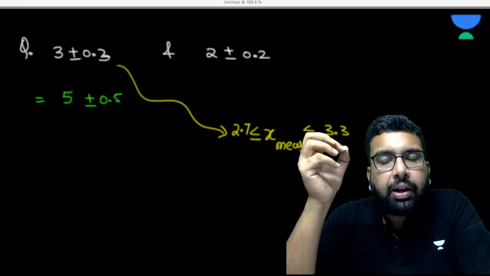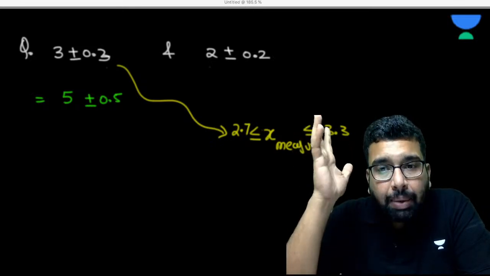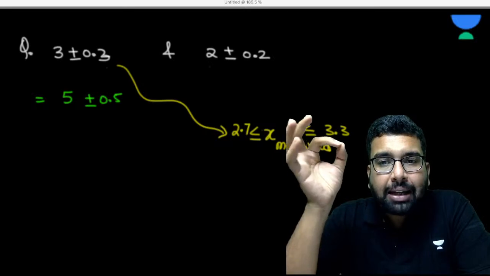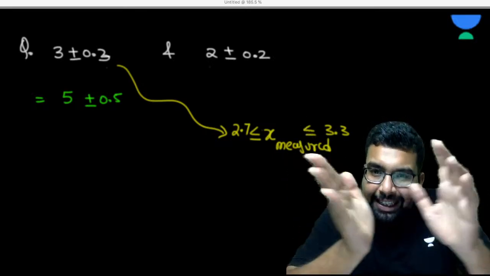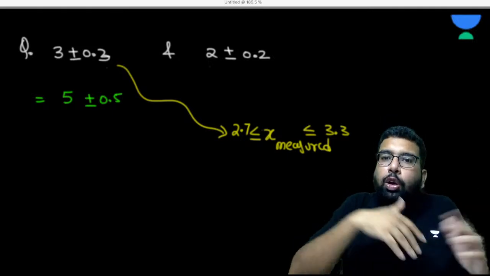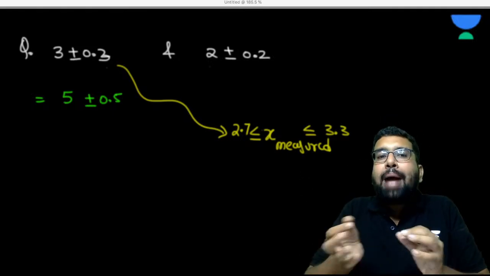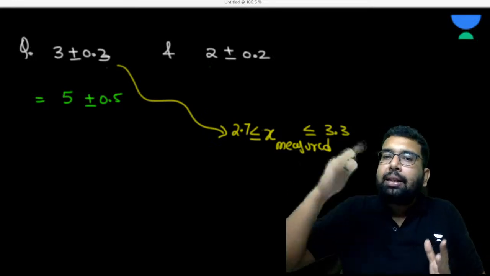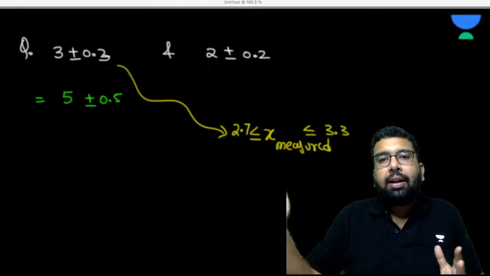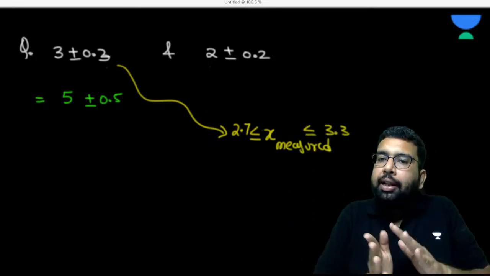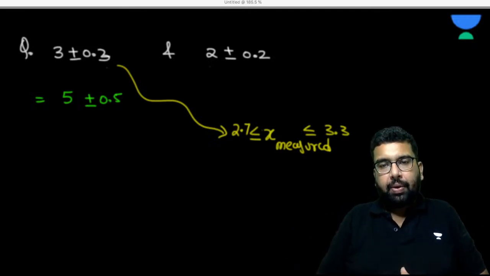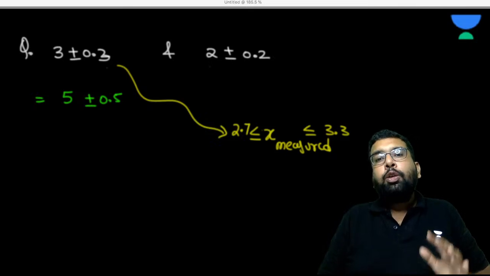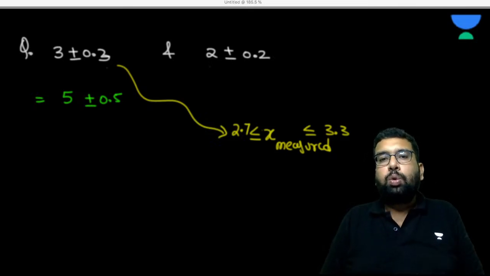Now, in measurements, we are always interested in the maximum error, that is, what could be the maximum error in some measurement. On the positive side, the maximum error could be 3.3. On the negative side, it could be 2.7. There can't be more error than this.